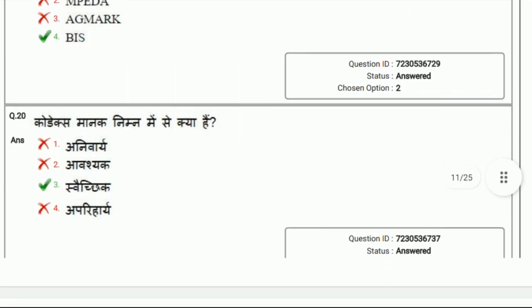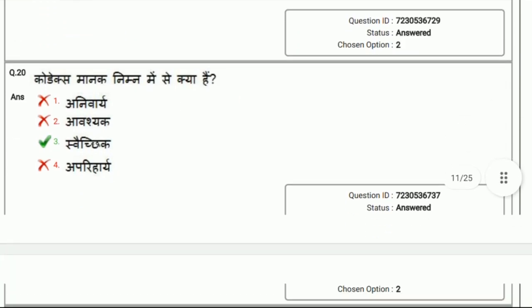Next question: the Codex standards are, so they are voluntary. Codex standards are not mandatory for any country, but they are just voluntary. Any country can voluntarily accept the norms and standards of Codex.